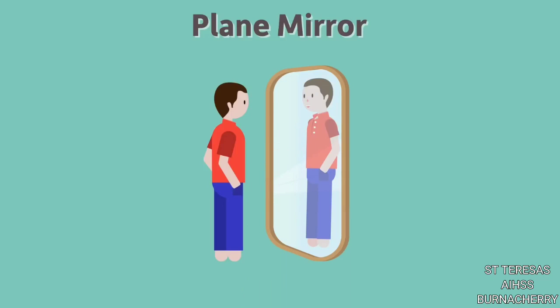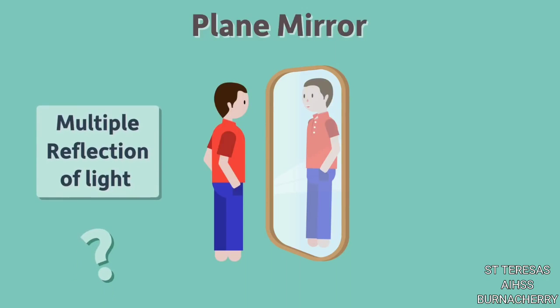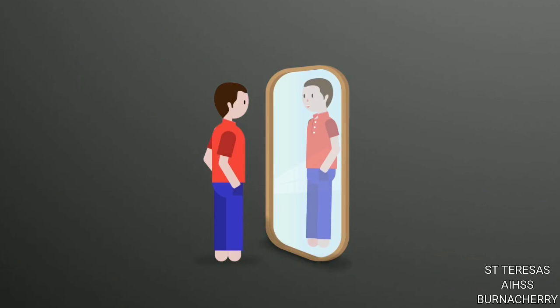Yes, it's due to the reflection of light. In fact, it's due to multiple reflections of light rays. How? The light rays from the source are first incident on our body. They bounce off from our body and fall on the surface of the mirror and again get reflected from there. This reflected light then reaches our eyes and we see our image.